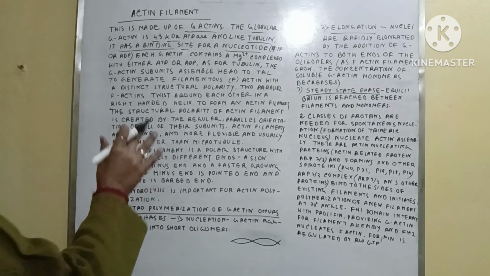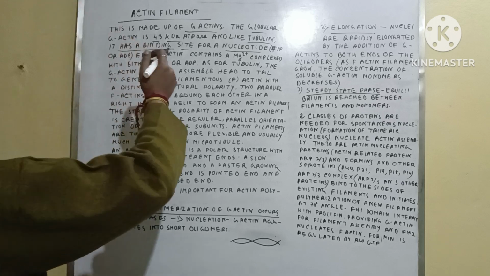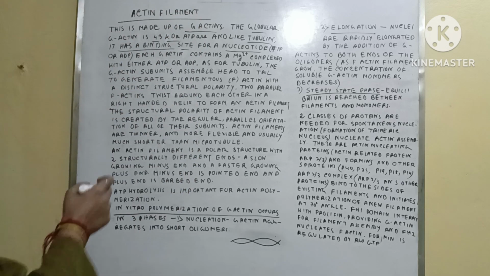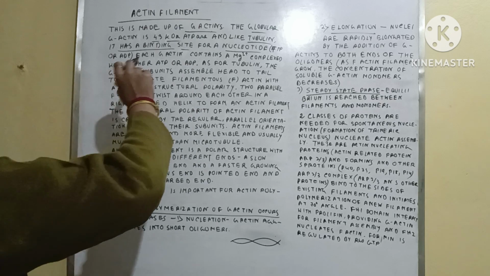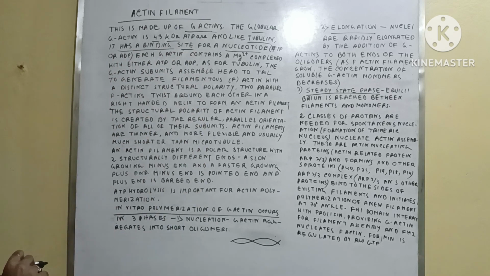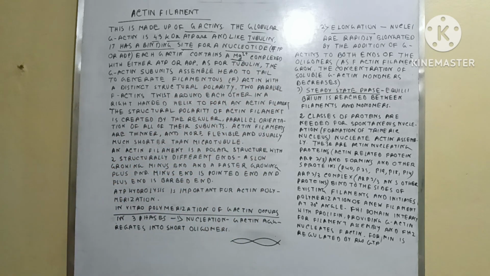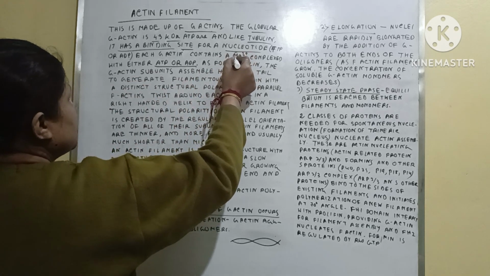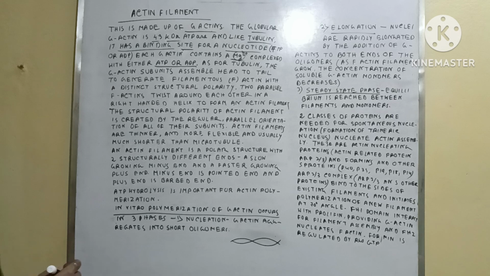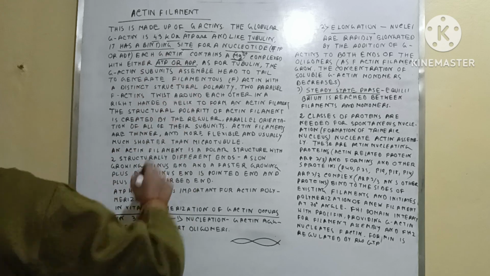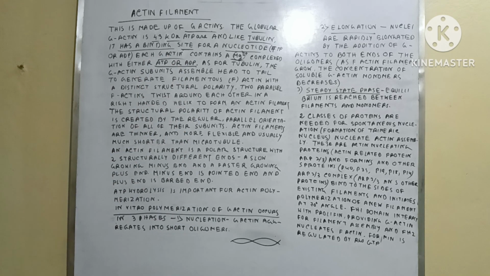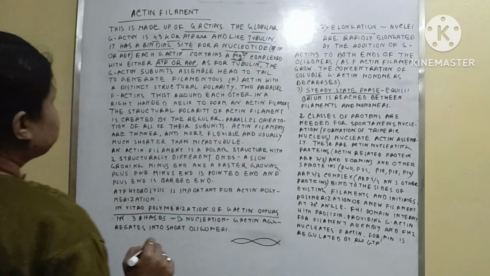Okay, so here we will learn that actin filament is made up of G actin, and it has a binding site for the nucleotide. Obviously, it has a magnesium ion and is complexed with either ATP or ADP. That means if this magnesium or bivalent ion is not present, then the ATP and ADP cannot bind properly with the G actin. ATP, ADP and magnesium ion all bind with G actin and form a complex.